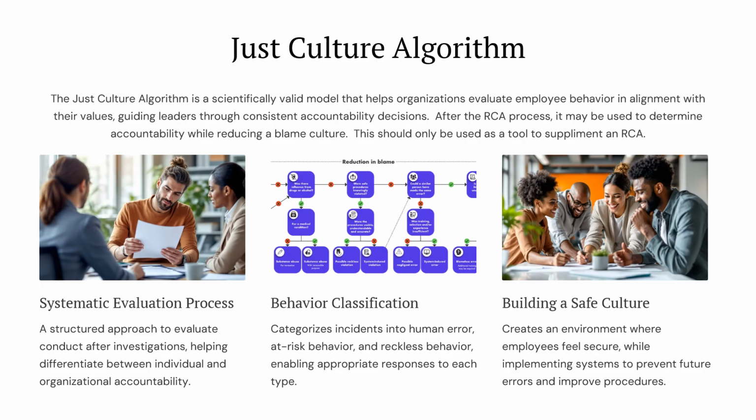Finally, we'll cover the just culture algorithm, or as some call it, the post-incident decision tree. The just culture algorithm is a scientifically valid model that helps organizations evaluate employee behavior in alignment with their values, guiding leaders through consistent accountability decisions. After the RCA process, it may be used to determine the accountability while reducing blame culture.